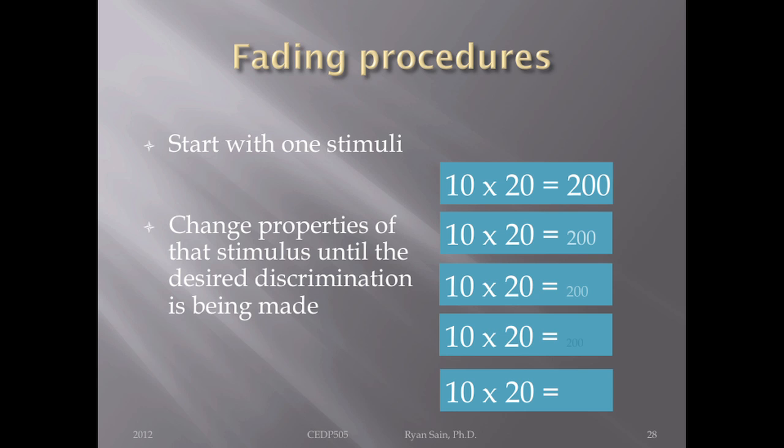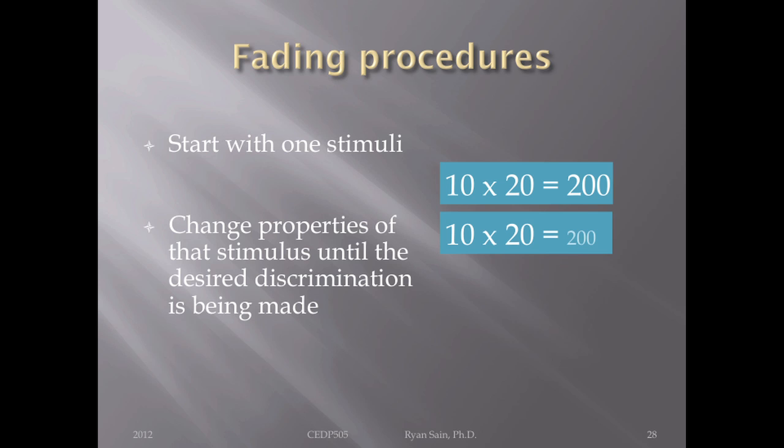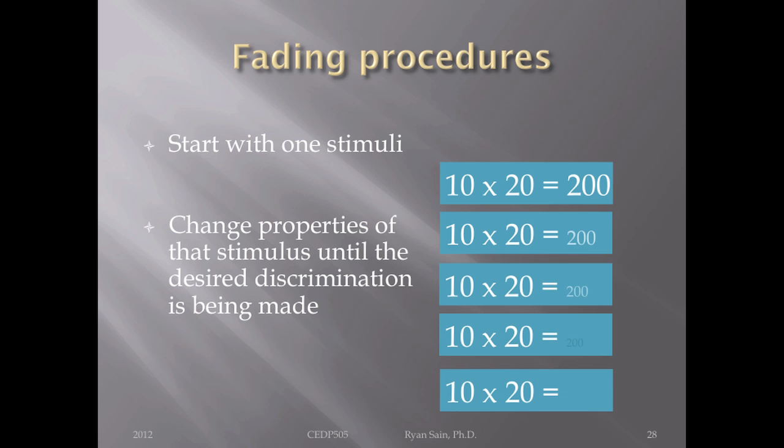So you've learned that when you see 10 times 20, you write the answer of 200. And we did that by fading out the 200. So we slowly faded it out, right, until that desired discrimination is being made. So we can do that with all sorts of stuff.